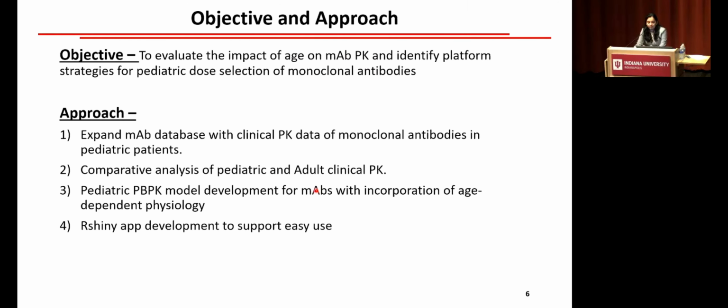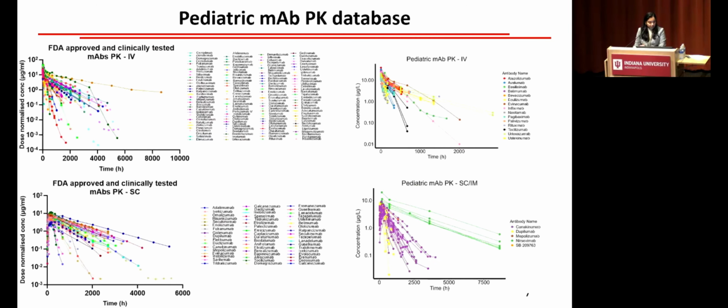This brings us to the objective of my study, which was really to evaluate the impact of age on antibody PK and identify platform strategies. The approach that we took was to expand our antibody database, conduct a comparative analysis of pediatric and adult patients, and then go on to do a pediatric PBPK model development, followed by formation of our Shiny app, which was used to support easy use of the model we developed.